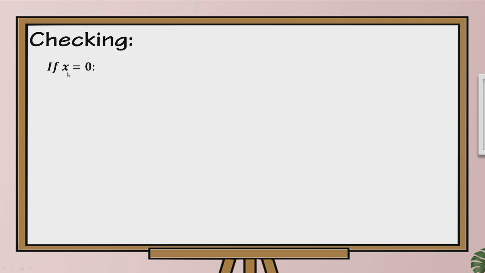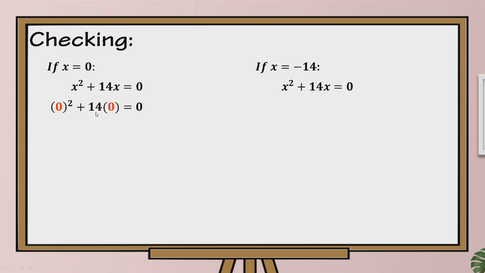So again, sa checking, we have x equals 0, and the other one is x equals negative 14. And substitute that to our original equation, x squared plus 14x equals 0. 0 squared plus 14 times 0 equals 0. Obviously, that is 0 plus 0. 0 equals 0. This means that this is true. Kaya 0 is one of our solution. And then, let's proceed to the next one.